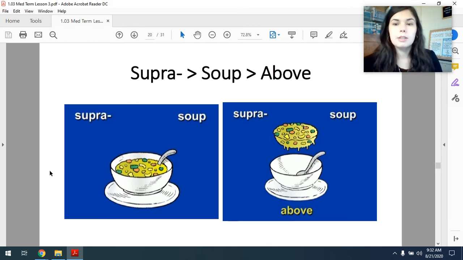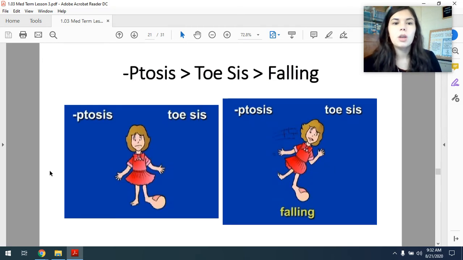However, hyper is typically used to describe the levels of different things, like hypertension means you have high blood pressure, or hypertrophy, meaning you've gained muscle mass, or hypercholesterolemia, meaning that you have high levels of cholesterol in the blood. So hyper is used more to describe levels of things, while supra is describing location of things.